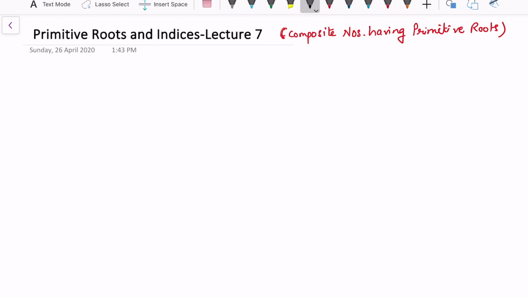This is primitive roots and indices, lecture number 7, and in this lecture we want to discuss composite numbers having primitive roots. To start with, I'll take an example. Let n = 9, and we know that 2 is a primitive root of 9.